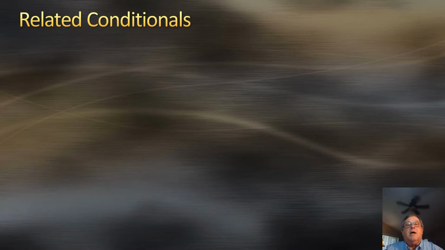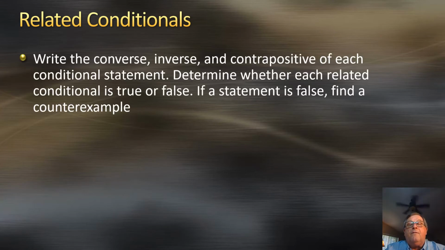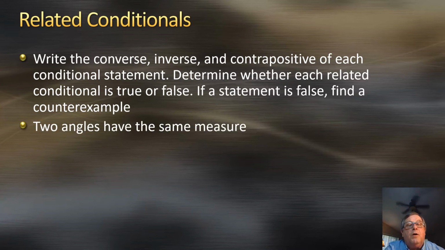So let's look here at a couple of examples to see what we have. It says, write the converse, inverse, and contrapositive of each conditional statement. Determine whether each related conditional is true or false. If a statement is false, find a counterexample. So we're first confronted with: two angles have the same measure. Well, this is actually not in a conditional form, because a conditional form is going to be if-then. So let's first put this in a conditional format.